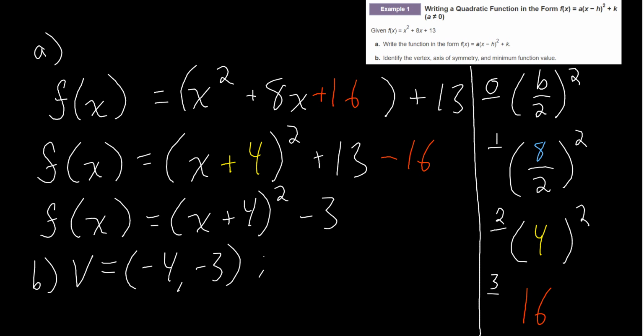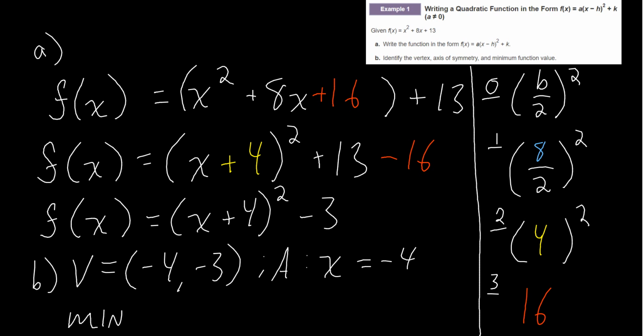Okay, the axis of symmetry, well, that's going to be negative 4, so we'll put a semicolon there. We'll just put A for axis of symmetry. The axis of symmetry, with a colon here, is going to be x is equal to negative 4, right? Just the x value. And then the minimum function value is going to be negative 3 because we see that we go down here to negative 3.